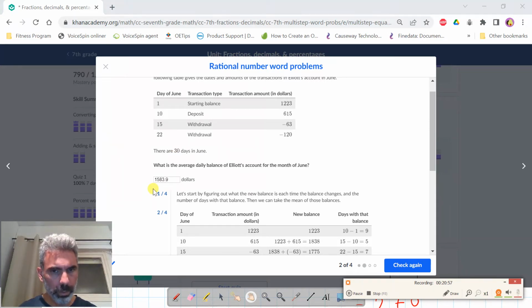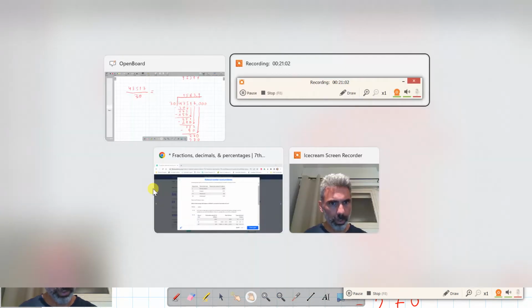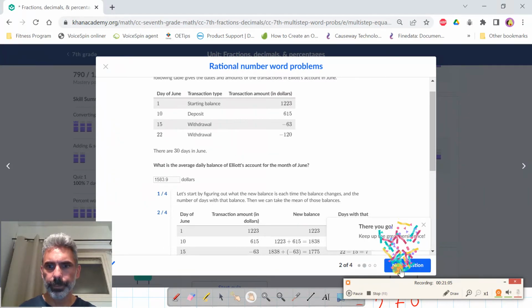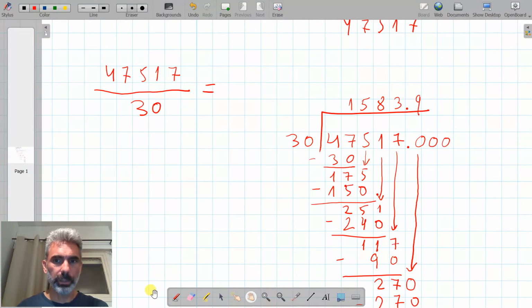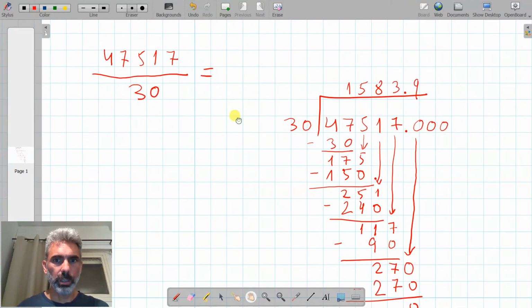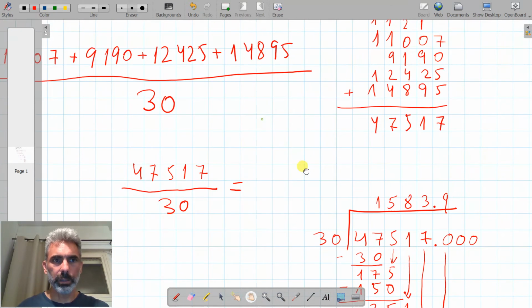1583.9. Okay. So this was, I guess, the fourth time that I tried to solve this question. So it was a long way, but only when I did it slowly and checked myself to see that I didn't make any mistake along the way, that I got the correct answer.